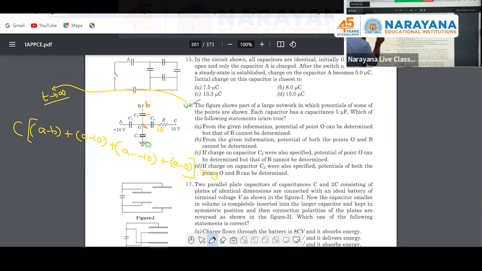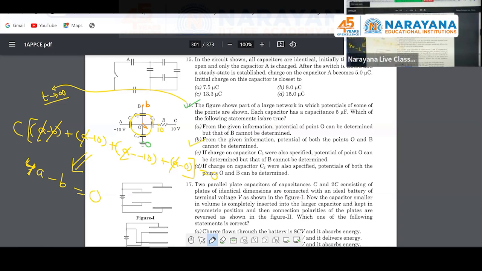So through this loop, I can write one equation carefully by conservation of charge. We can write that equation between A and B, but nothing more than that. If you look into this equation, what are the terms you are getting? You are getting a 4A term, and then a minus B term. That is coming out as 0. So there is a relation between A and B. So when he says the potential of both O and B cannot be determined, that seems correct.